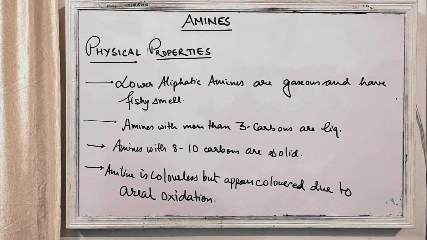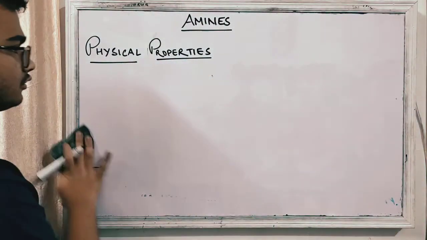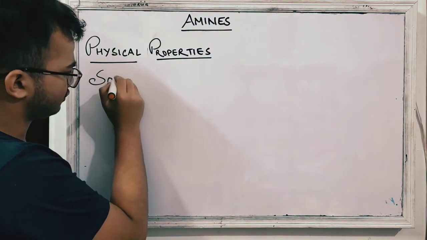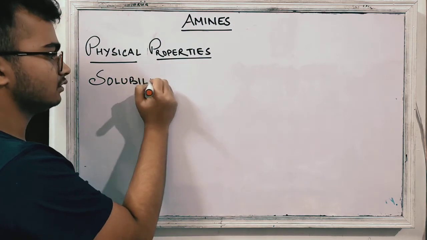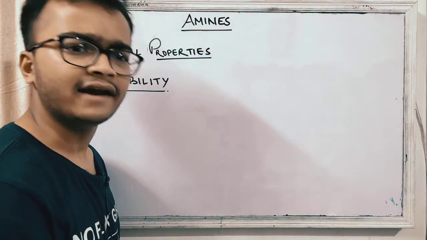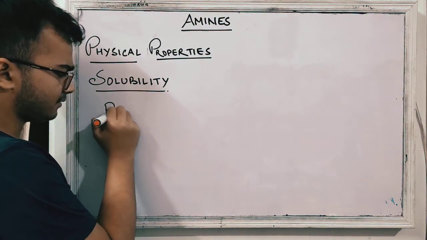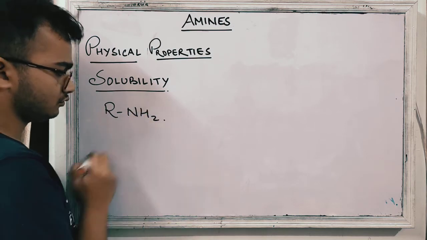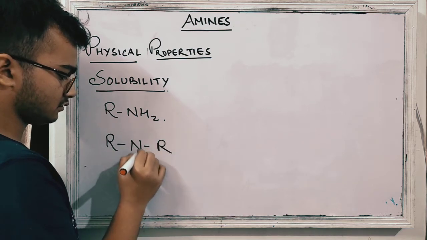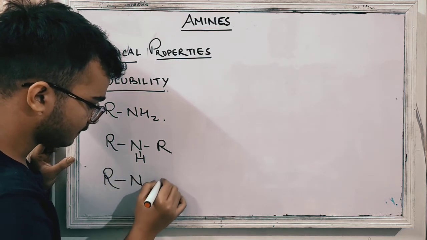After this, we have a property which is called solubility. So give the heading solubility. Solubility means the ability to form hydrogen bonding and get soluble in water. As simple as that. So for solubility, if you see the structure of 1 degree amine, it is RNH2. For 2 degree amine, it is RNR and here H, and for 3 degree amine, RNR.